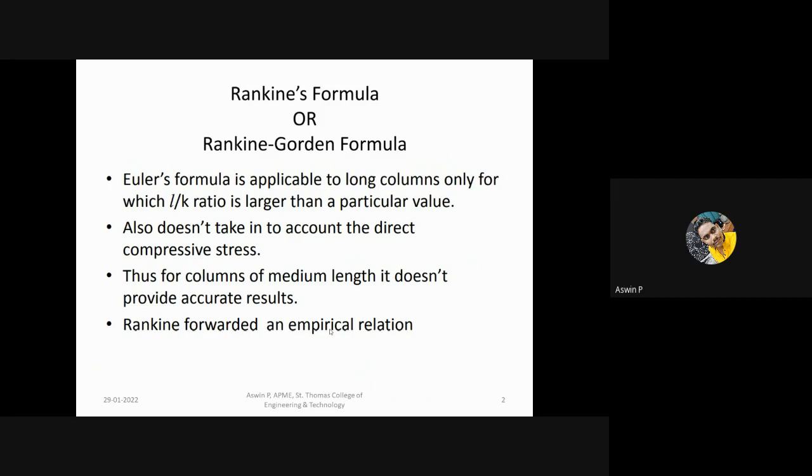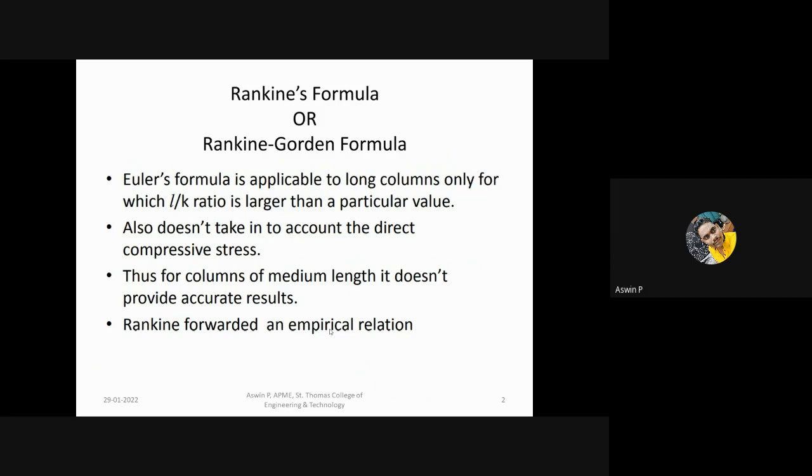The main problem with Euler's equation is that it is applicable to long columns only, for which the L by K ratio is larger than a particular value. In the last class, we discussed what is L by K, that is slenderness ratio. When slenderness ratio is greater than 50 or so, a limit is there. It depends on material to material. For MS, that is mild steel, it will be greater than 70.